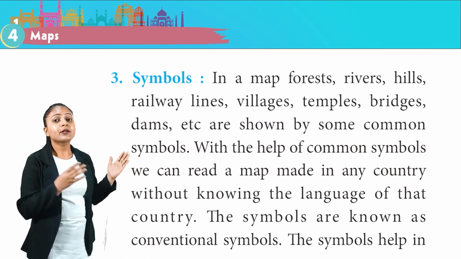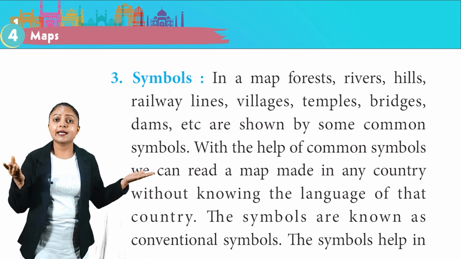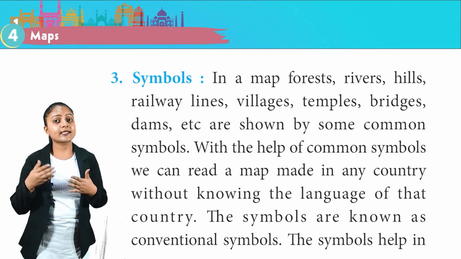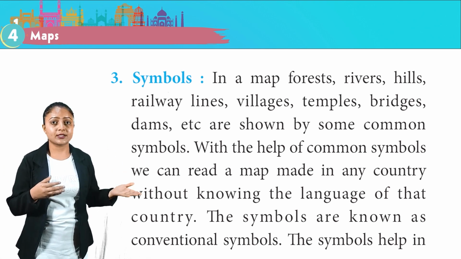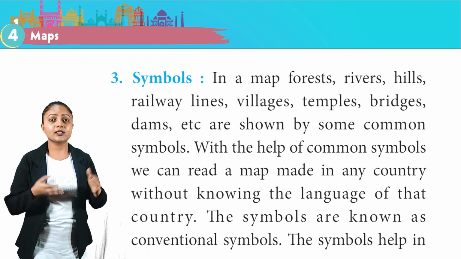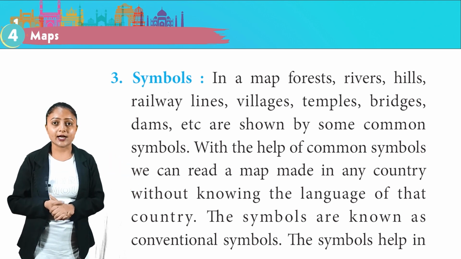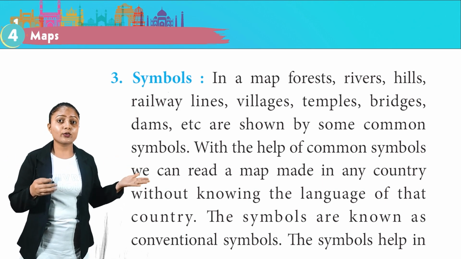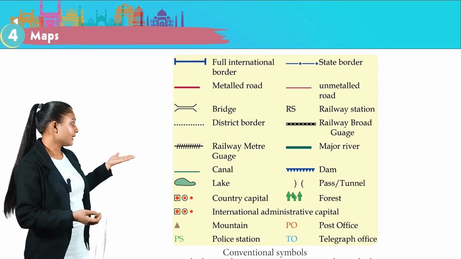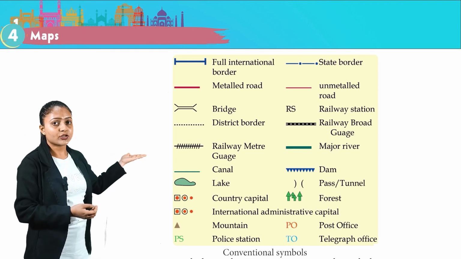Symbols. In a map, forests, rivers, hills, railway lines, villages, temples, bridges, dams, etc. are shown by some common symbols. With the help of common symbols, we can read a map made by any country without knowing the language of that country. The symbols are known as conventional symbols. This is the table of some conventional symbols.